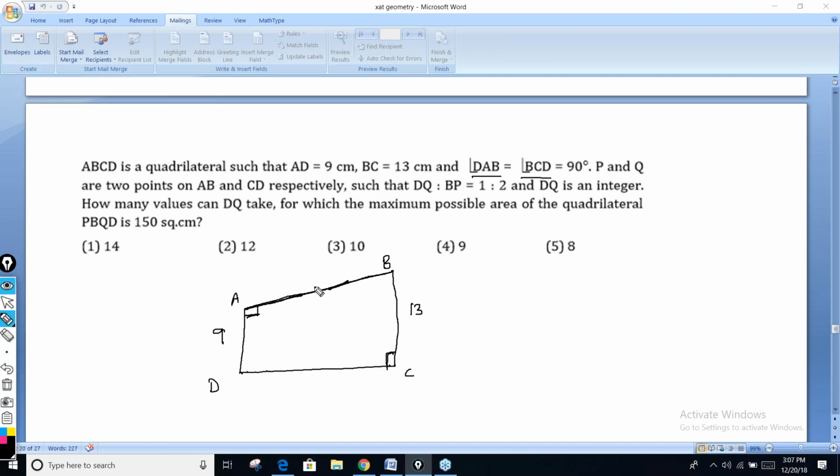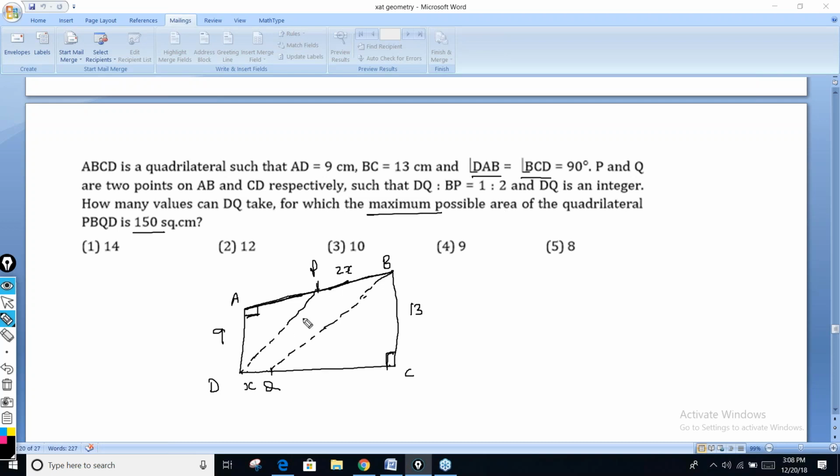P and Q are 2 points on AB and CD respectively, so that DQ to PB is 1 is to 2. So if this is X, this is 2X. DQ is an integer. How many values can DQ take for which the maximum possible area of the quadrilateral PBQD is 150? PBQD, so join it. That is a quadrilateral. The area is given as 150, the maximum possible area. So the area will be less than or equal to 150.